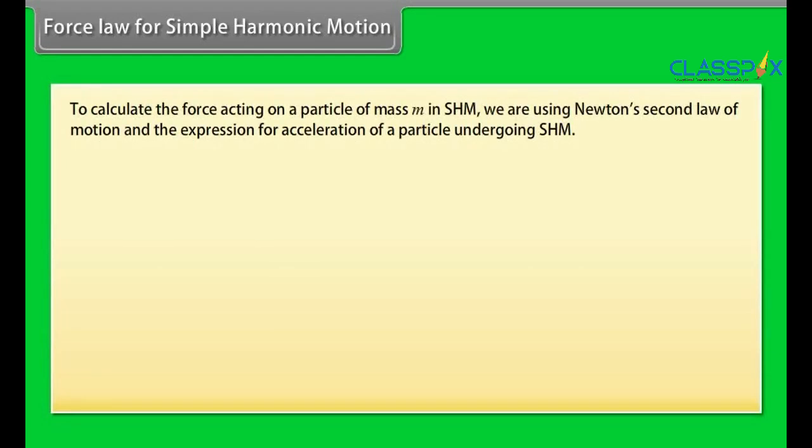Force law for simple harmonic motion. To calculate the force acting on a particle of mass m in simple harmonic motion, we use Newton's second law of motion and the expression for acceleration of a particle undergoing simple harmonic motion. F(t) is equal to ma. Putting the value of a, we get F(t) is equal to minus m omega square into x(t). F(t) is equal to minus k into x(t). Here, k is equal to m omega square. Omega is equal to root k upon m.